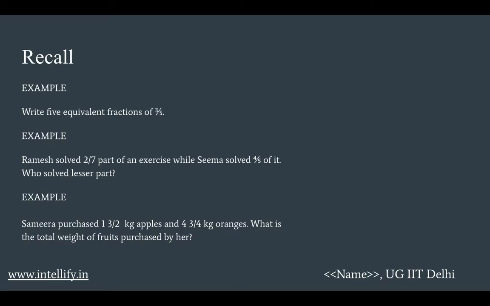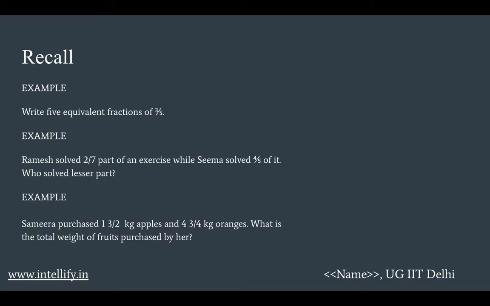Or simply what you can do is you can always make the denominator equal and see which has a bigger numerator. So how do you make the denominator equal? We have 2 by 7 over here and we have 4 by 5. Multiply 2 by 7 by 5 by 5, you get 10 by 35. And you multiply 4 by 5 by 7 by 7, you get 28 by 35. Now you have one as 10 by 35 and the second one as 28 by 35. Which is bigger? Obviously 28 by 35. So we can say that Seema solved more and Ramesh solved the lesser part.